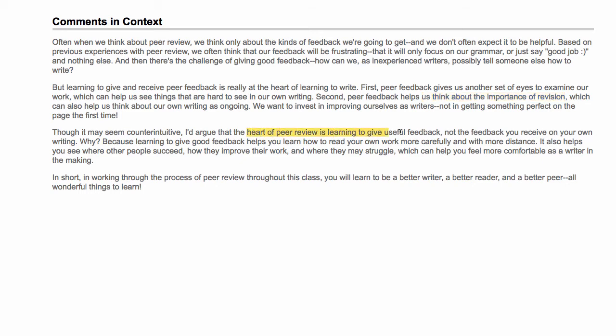The heart of peer review is giving useful feedback because it helps writers read their own work more carefully and with some distance. This is actually the core of what we're working on at Eli Review 2. We call it giver's gain. That's Bill Hart Davidson's word for the benefits of giving helpful feedback for priming students to do better revision. So I'll send you a link to that.